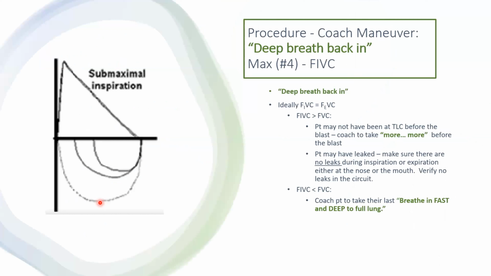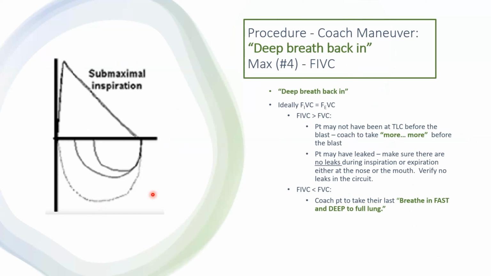All right, deep breath back in. This is going to the max number 4, the forced inspiratory vital capacity. Ideally, you want that FIVC to be equal to the FEVC. If your FIVC is bigger than your forced vital capacity, the most likely issue is that the patient may not have been completely full, may not have been at TLC before the blast.